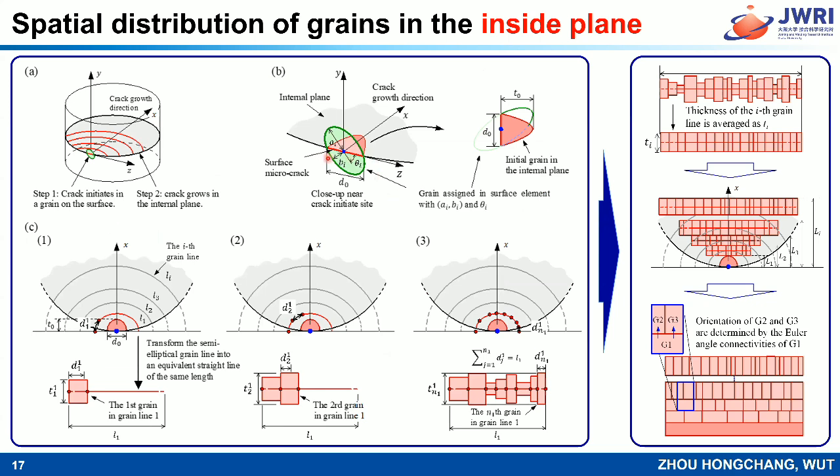So I will not go into detail about how we modeled the microstructure. However, the most important concept is that we obtain the microstructure distribution and define the equivalent grain boundary length, Li, and also we define the orientation and misorientation with the adjacent grain. So that is our model for the inside plane.